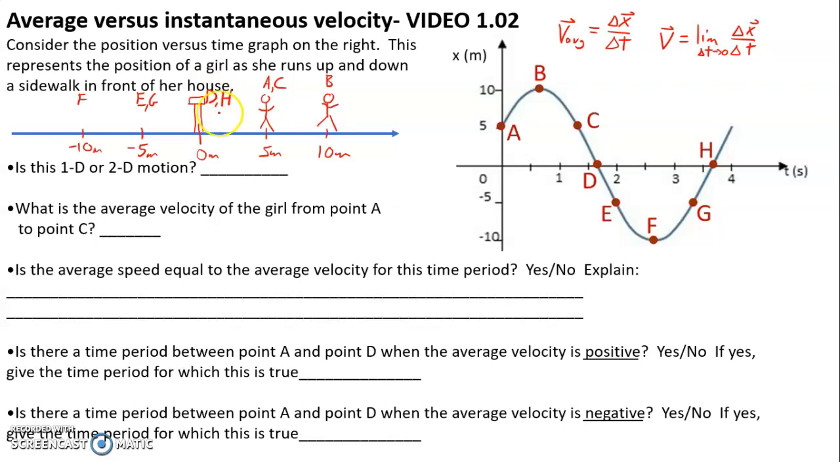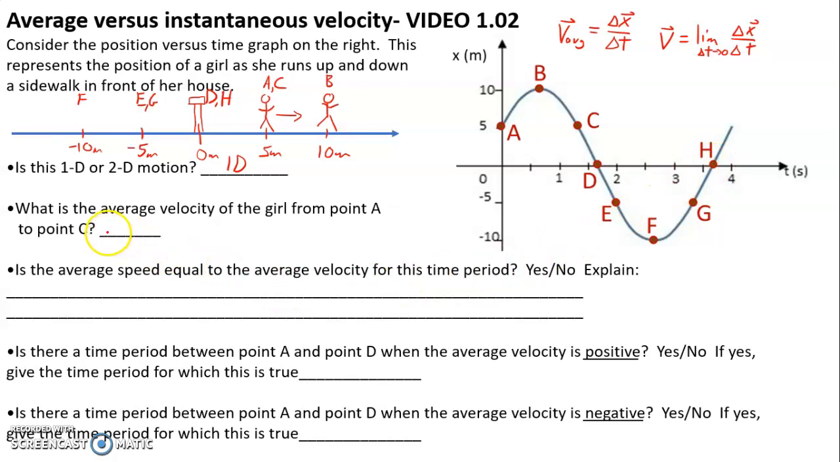And then at the last numbered point, H, she's back to her mailbox, and then she keeps going past it. So is this one or two-dimensional motion? Well, it's one-dimensional motion. She went to the right, and then she went to the left, and then she went back to the right. So that is one-dimensional motion. Even though with the graph, you're like, wait a minute, look at this, this is 2D motion. No, that's a graph of position versus time.